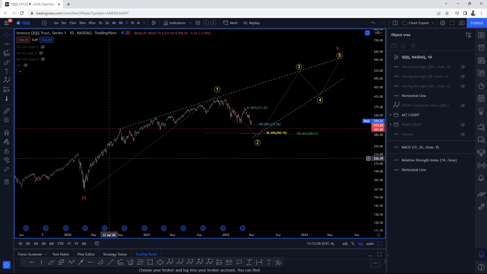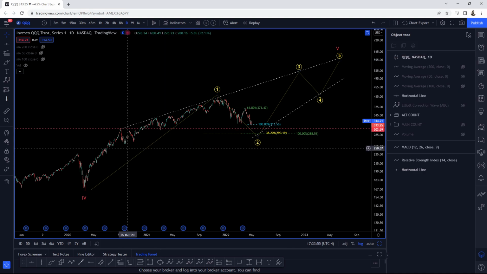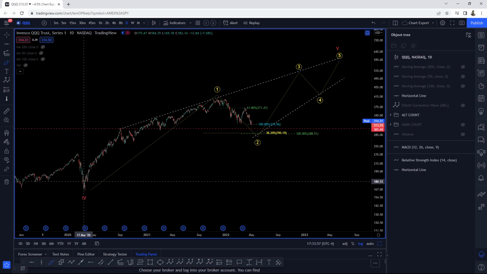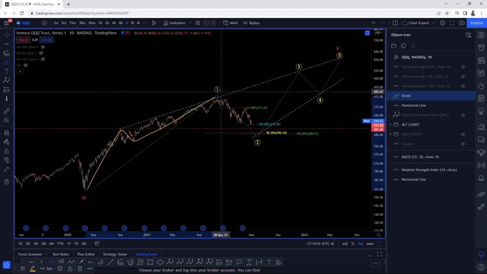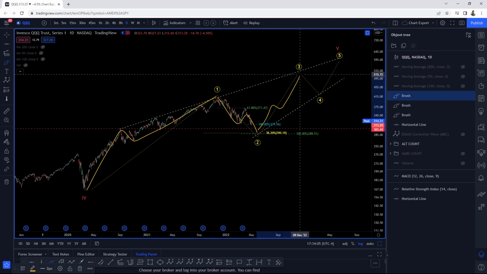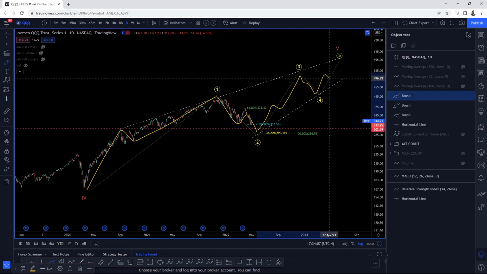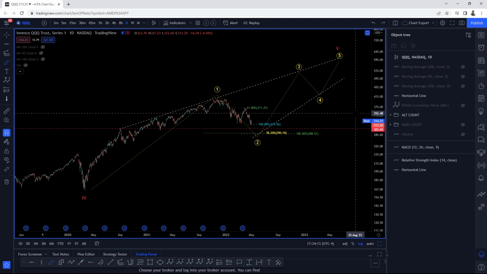Because we could count five waves out of here, but one way to look at this too is three waves. We can look at this as the A wave, the B wave, and the C wave of wave one, ABC into the two, ABC into the three, ABC into the four, ABC into the five, and then we roll over into the larger correction that everybody's now anticipating.